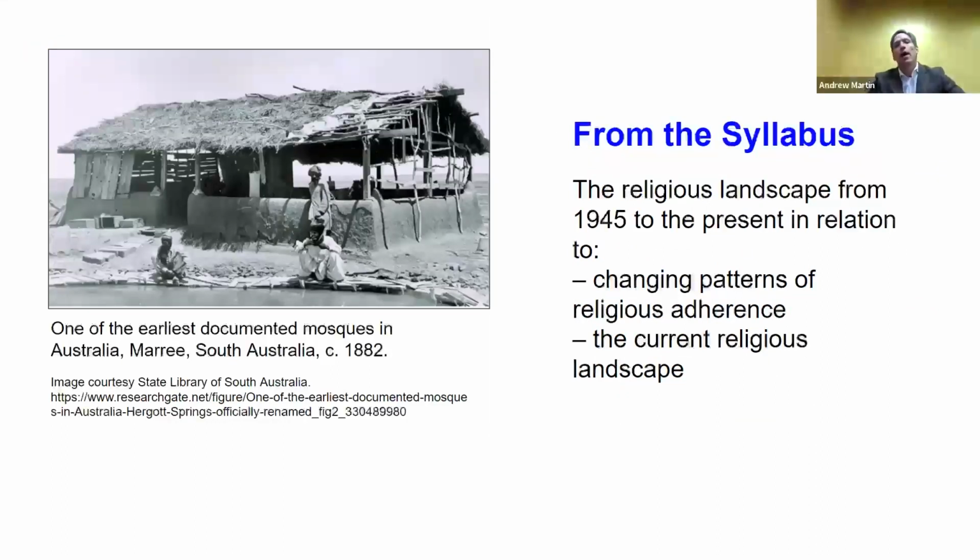You can see here a picture of one of the first mosques in Australia from back in 1882, built by the great Afghan camel herders who were working in inland Australia at that time.